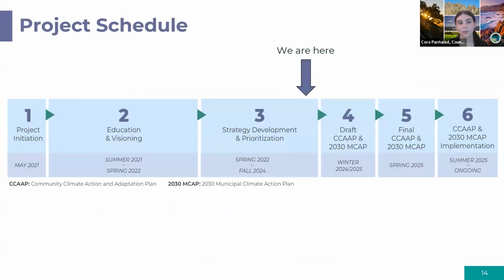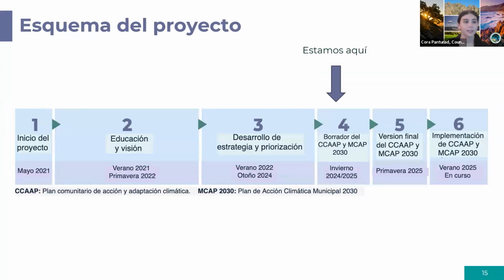So this project has been a long time coming. It started in May of 2021, and we are now in the strategy development and prioritization right before we draft the plan. The goal is to get this draft plan out into the public for review and comment by members of the public in early 2025. And we can hop to the next slide too. And then after we have that comment period, which will be for around 60 days, then that's when climate plan implementation would kick off in the summer of 2025, following adoption by the Board of Supervisors.